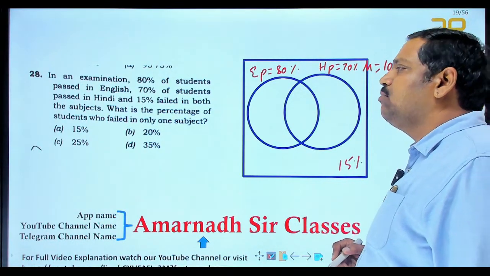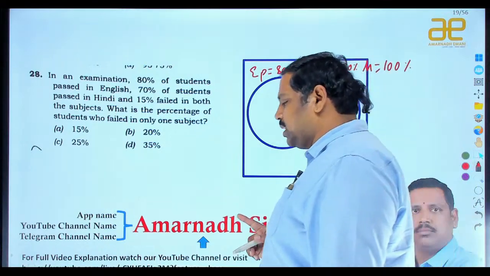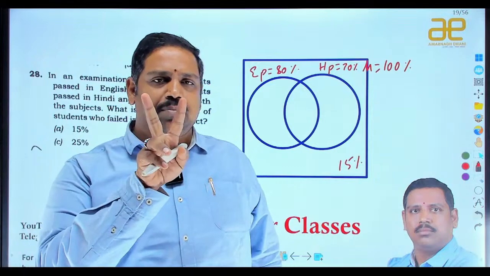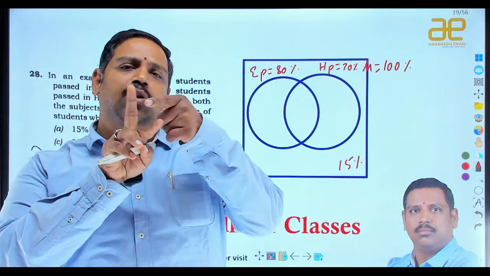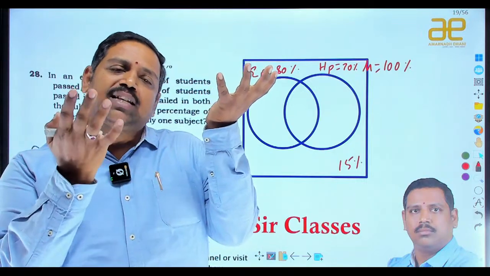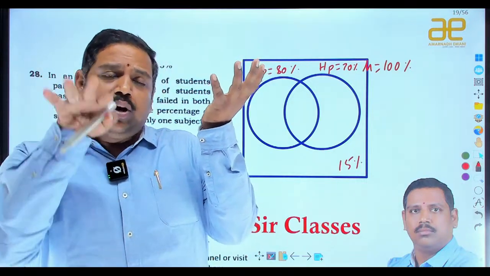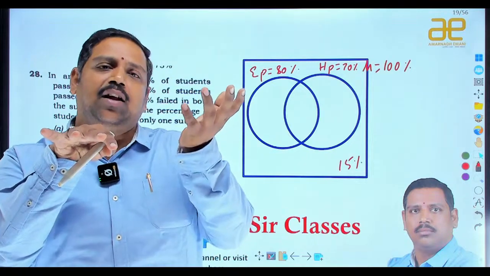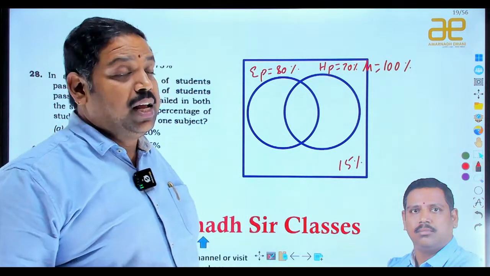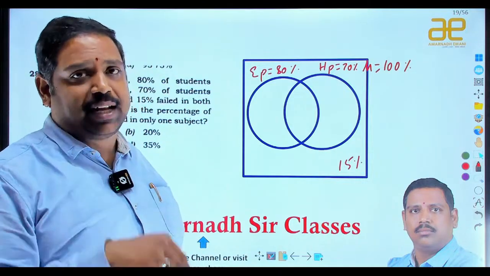What is the percentage of the students who failed in only one subject? Exactly one subject they failed. Exactly out of 2 subjects, only one subject failed, means only one subject passed. Right or wrong? If I fail Hindi only, that means that I passed only English. If I fail only English, that means that I passed only Hindi. Right or wrong? So only one subject failed means only one subject passed also here. If you have 3 sets, that is not possible. That's a different case.